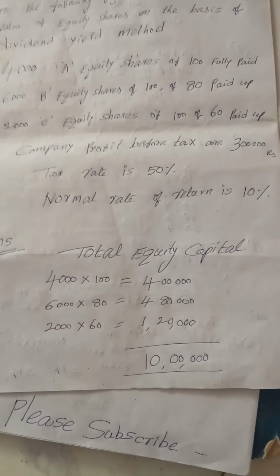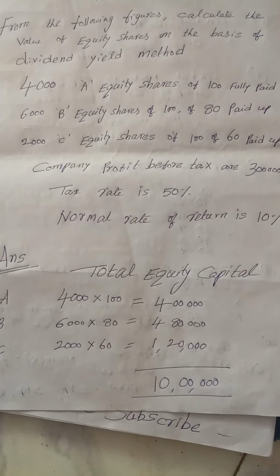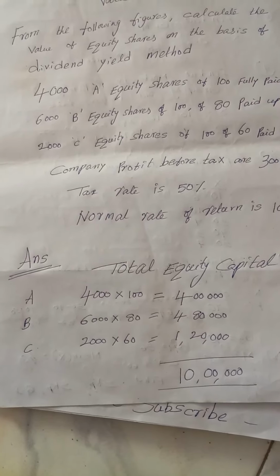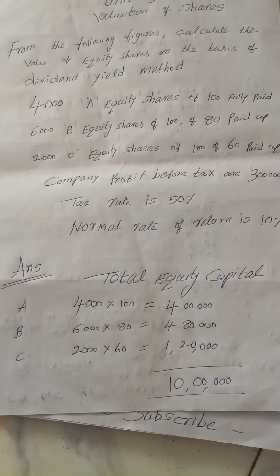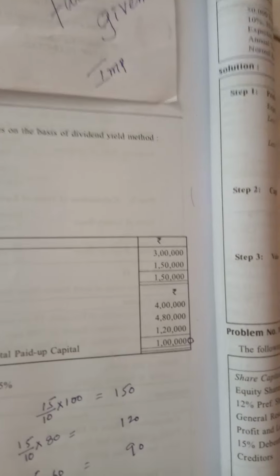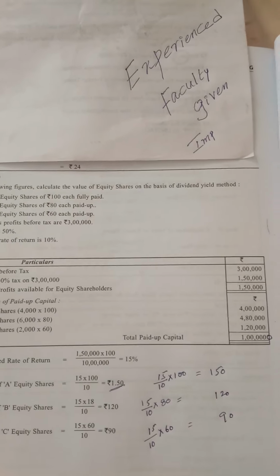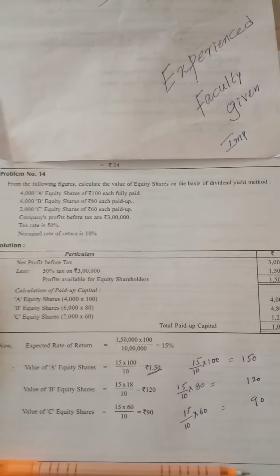For this purpose, you do some working notes. What is the total paid up value of the equity share capital? A group, 4,000 shares of 100 fully paid, 4 lakhs. B group, 6,000 shares of 80 rupees paid up, 4 lakh 80 thousand. C, 2,000 shares of 60, 1 lakh 20 thousand. Total together 10 lakhs. In the reader there is a mistake. It's showing as 1 lakh but it is 10 lakhs.